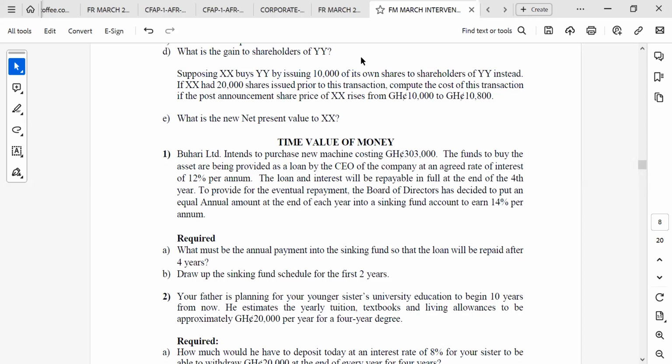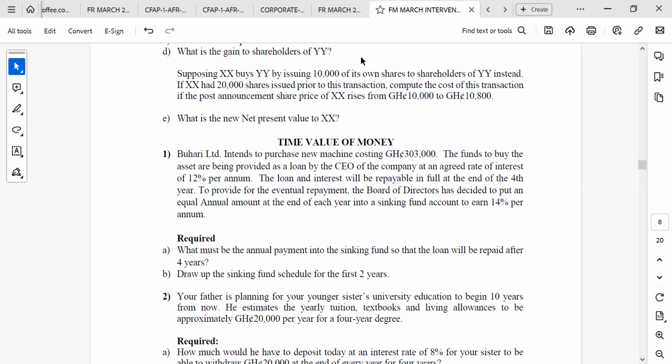Time value of money. Question 1. Buhari Limited intends to purchase a new machine costing 303,000 Ghana cedis. The funds to buy the assets are being provided as a loan by the CEO of the company at an agreed rate of interest of 12% per annum. The loan and the interest will be repayable in full at the end of the 4th year.